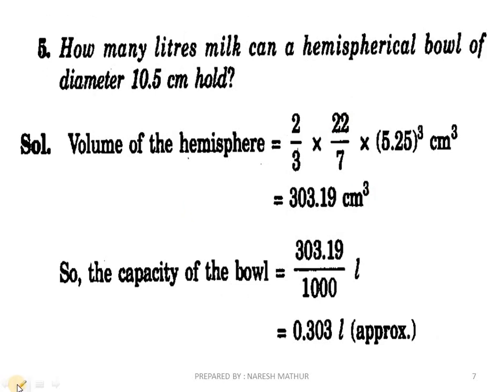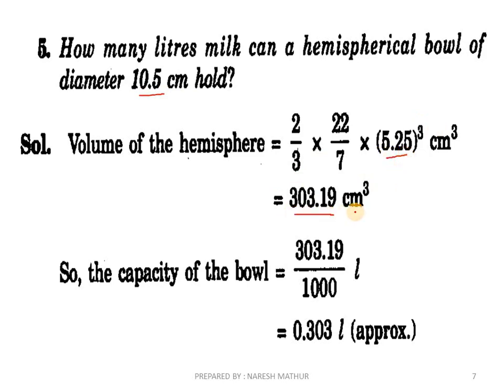In the next one, we need to find how many liters of milk a hemispherical bowl of diameter 10.5 centimeter can hold. It's quite simple. We just need to find the volume of a hemisphere, then we need to convert it into liters. So simply apply the formula of 2 by 3 pi r cube. As we are given the diameter, we can find the radius by taking half of it.